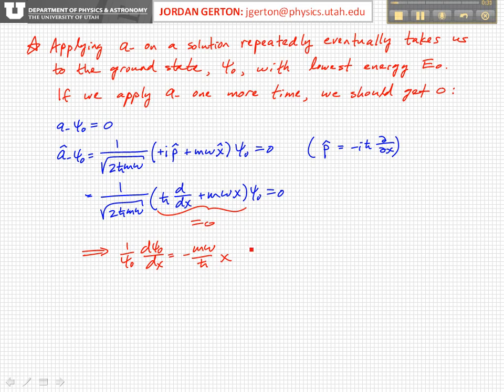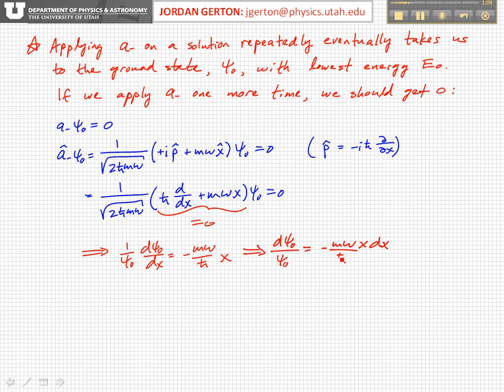Okay, and then we can rewrite this again as d psi naught over psi naught is equal to minus m omega x dx over h bar. Okay, and so now we have something that we can integrate. If you remember, if you integrate the differential of a function divided by that function, we basically get the natural logarithm of the function.